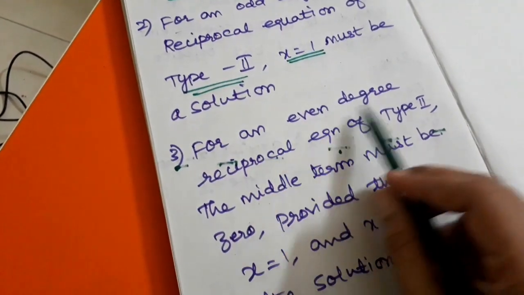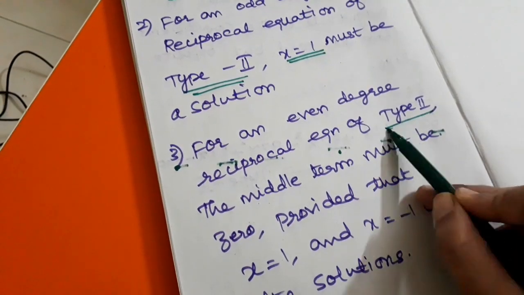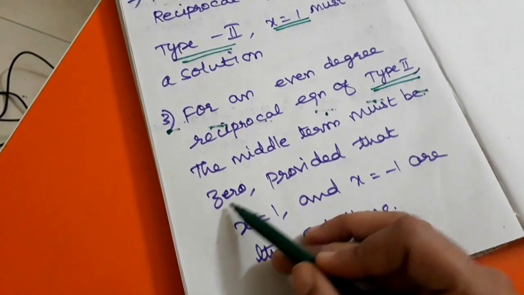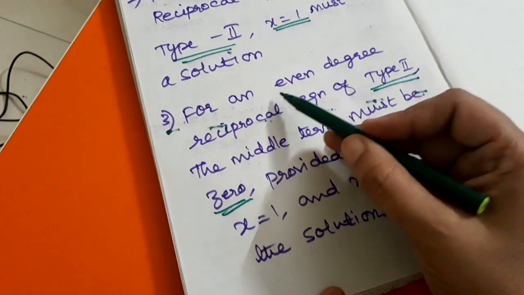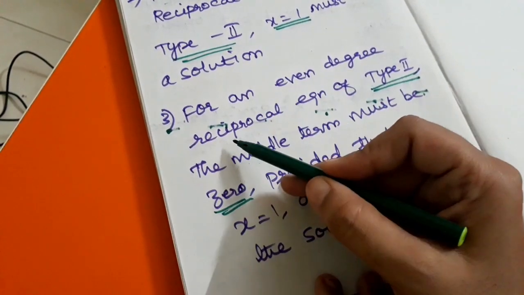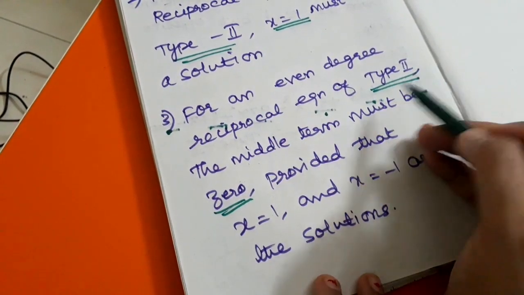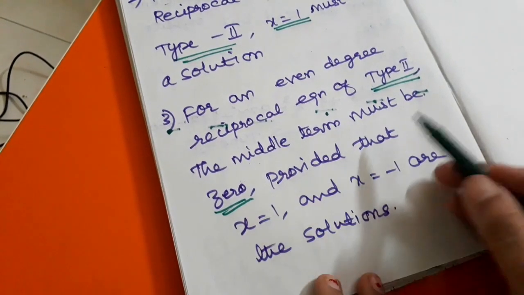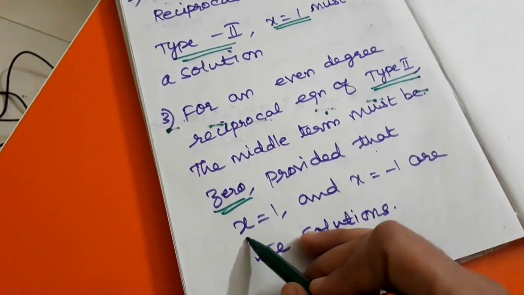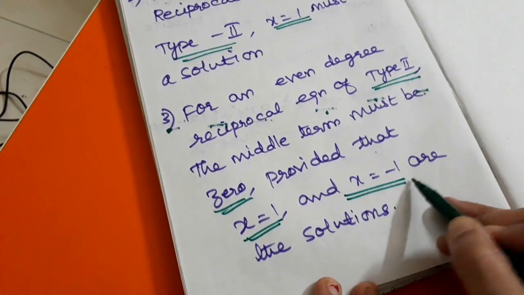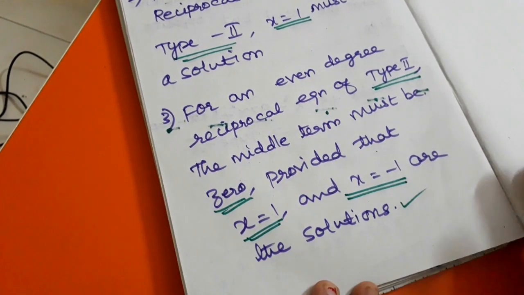Then for an even degree reciprocal equation of type 2, the middle term must be 0. Again I am telling you, for an even degree reciprocal equation of type 2, the middle term must be 0, provided that x is equal to 1 and x is equal to minus 1 are the solutions of that equation.